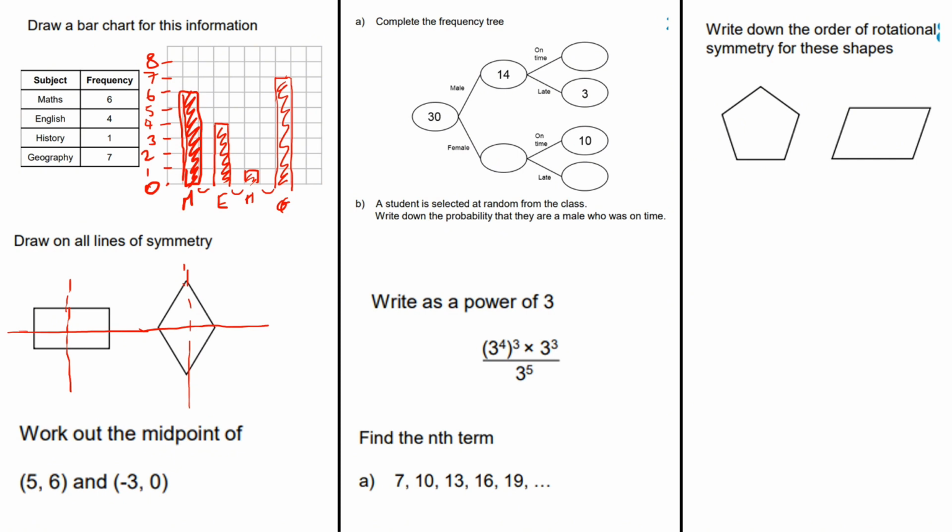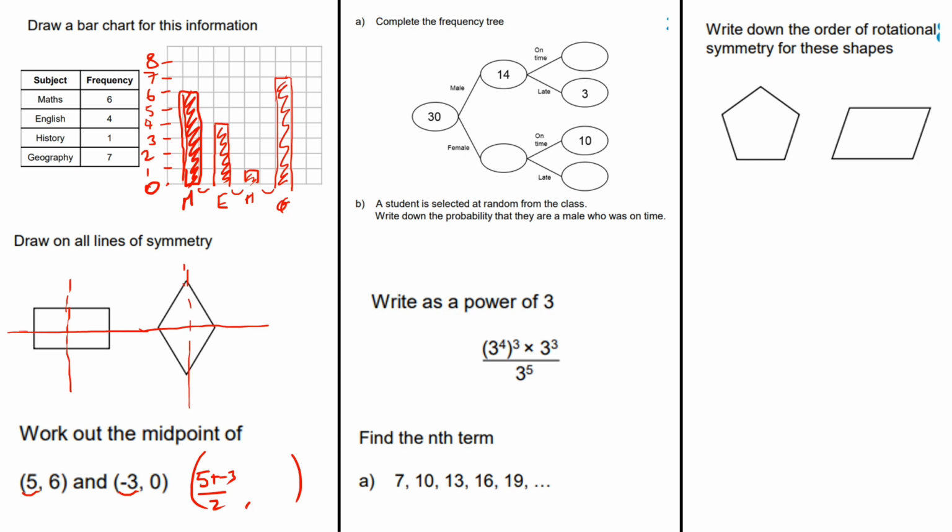Work out the midpoint of (5, 6) and (-3, 0). So remember, when you're finding the midpoint of two coordinates, you add them up and half it. So for the x-axis, we're going to be doing 5 plus -3 and then half it. I'm just going to write it down like this first, and then we can write down the answer in the end.